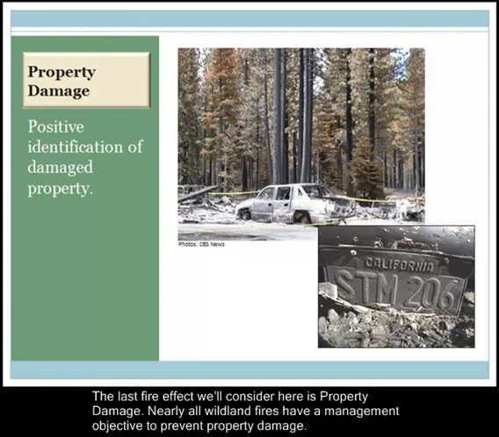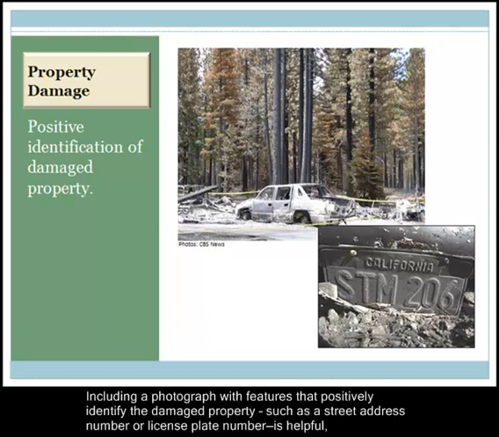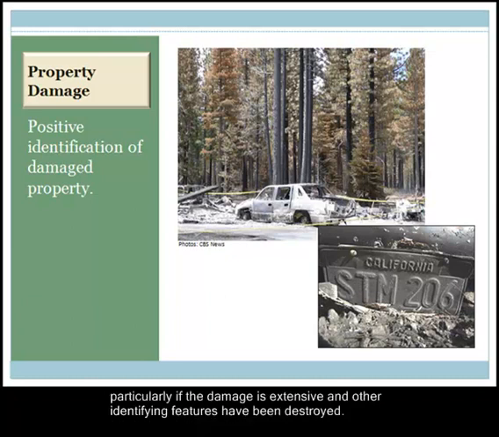The last fire effect we'll consider here is property damage. Nearly all wildland fires have a management objective to prevent property damage. You may be requested to document structure and other property damage due to wildfire. Photographs, including the location, date, and time, are a common method of documenting. Including a photograph with features that positively identify the damaged property, such as a street address number or license plate number, is helpful, particularly if the damage is extensive and other identifying features have been destroyed.